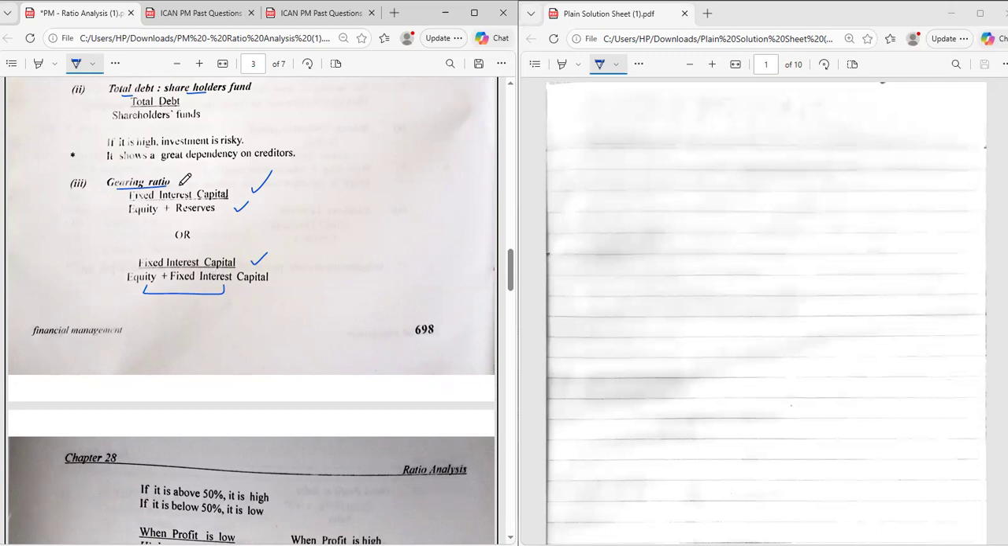So this fixed interest capital, what does it mean? It refers to all these debentures and loans whose interest is fixed. No matter the profit you make, you are paying the same interest on it. Like debentures and long-term loans, they are fixed interest capital.